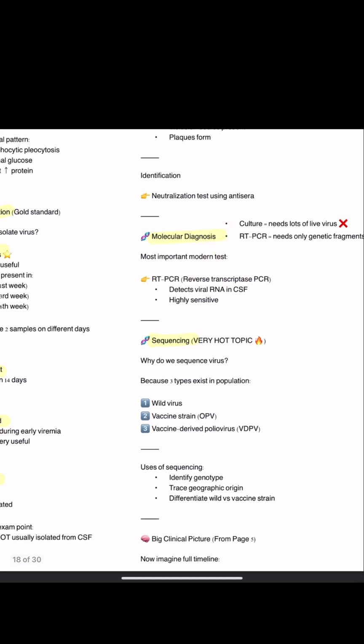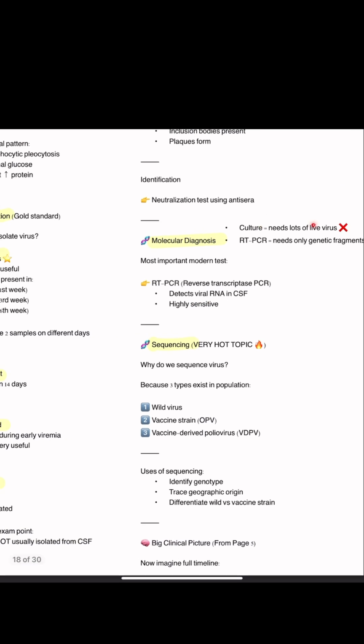Molecular diagnosis, let us see. Using RT-PCR, it is a gold standard. It detects viral RNA in CSF. RT-PCR needs only genetic fragments, but culture needs lots of live virus. So for viral isolation from CSF, viruses are not that much in amount, but RT-PCR can be done.